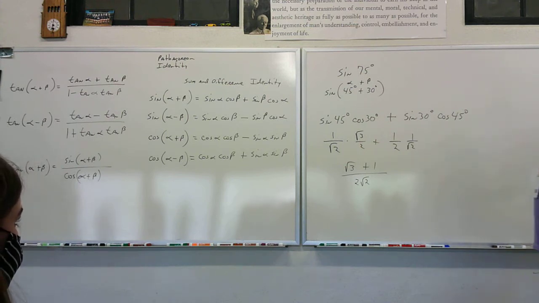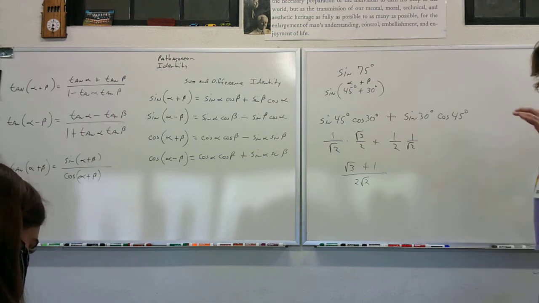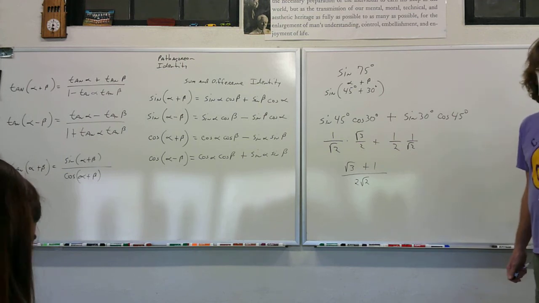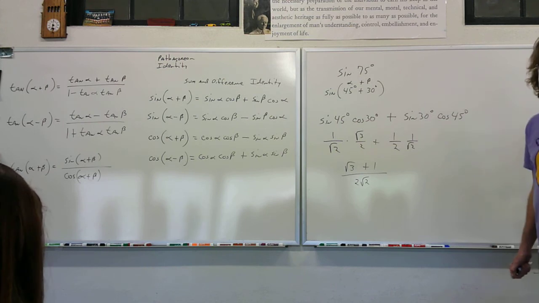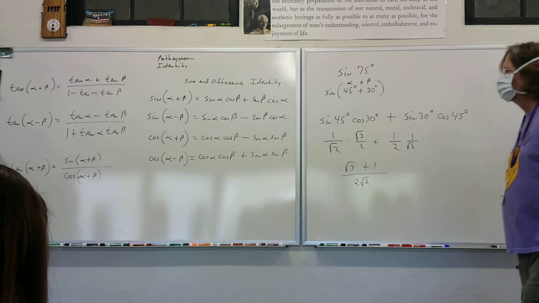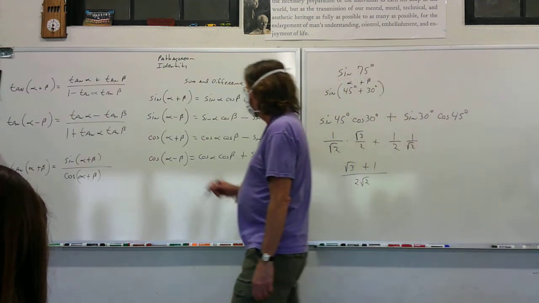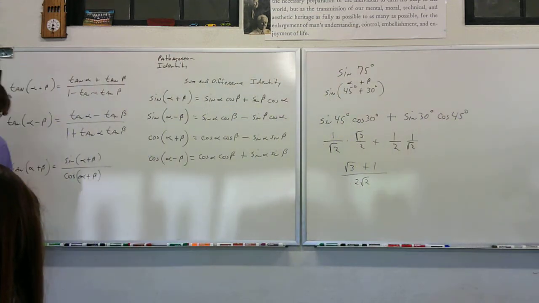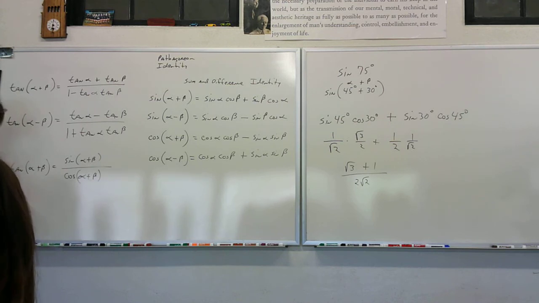That's a lot of work just to get to those. And those, okay, so there's your sum and difference identities that we're going to use this year. Yes, sir. For the tangent alpha minus beta, we put sine alpha minus beta. That's right. That's what you would do. Yes, sir.